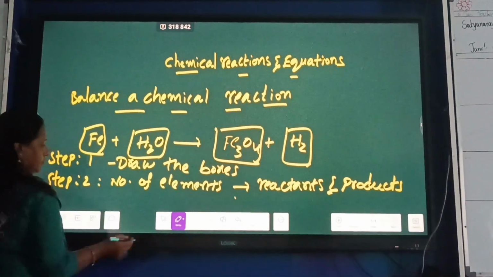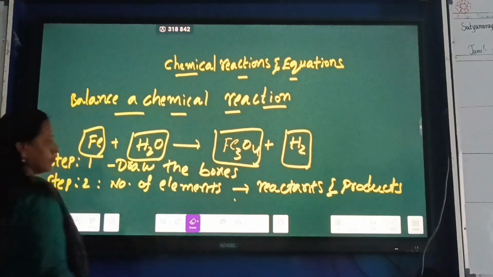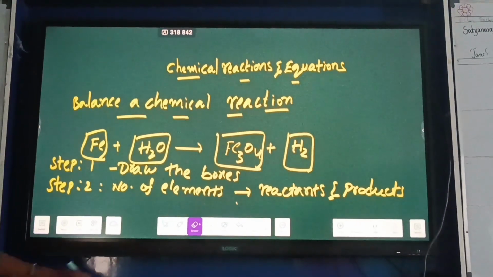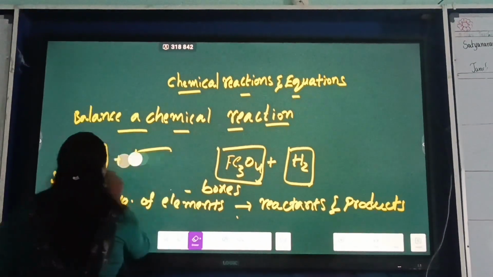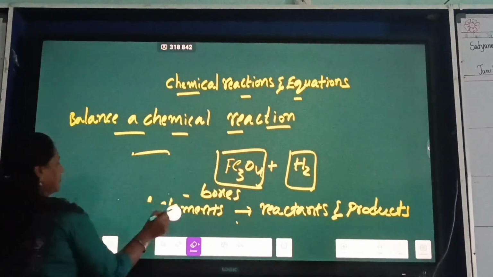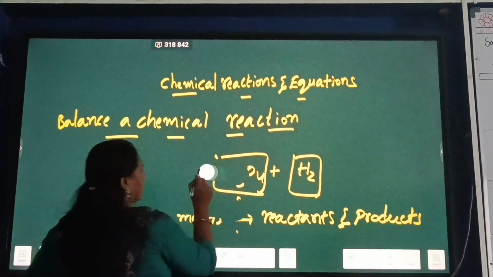Like this, if we balance, finally we get the equation 3Fe plus 4H2O gives Fe3O4 plus 4H2.